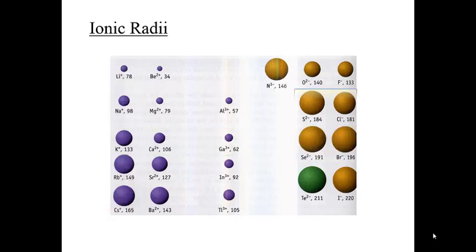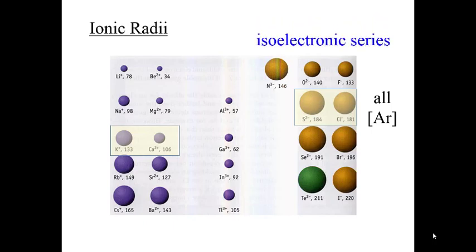Let's look at the series sulfide, chloride, potassium, calcium. All of these have the electron configuration of argon, with 18 electrons. Since they all have the same number of electrons, this is called an isoelectronic series. As you go through the series from sulfide to calcium, the number of protons in the nucleus increases from 16 to 20. As we have predicted before, as the 18 electrons feel increasingly more positive charge, they will be more strongly attracted to the nucleus, and the observed radius will get smaller through the series.